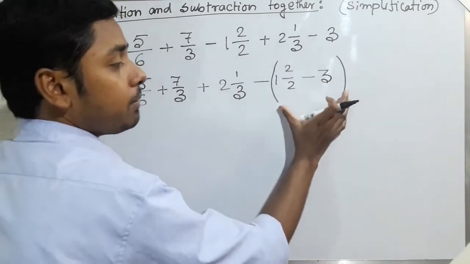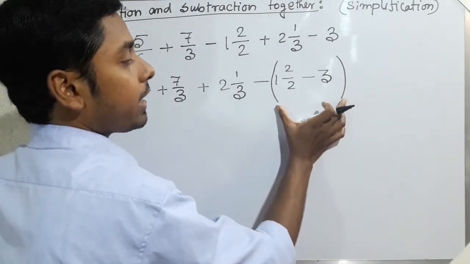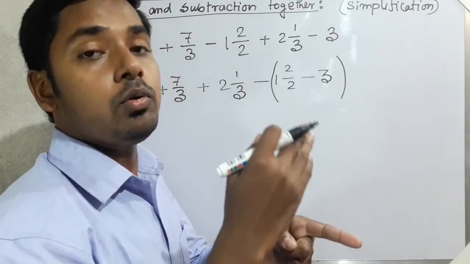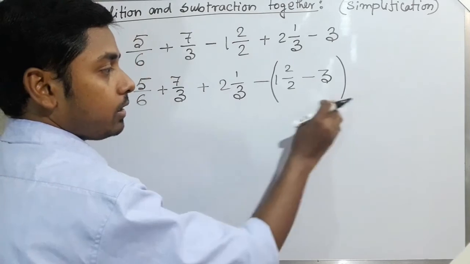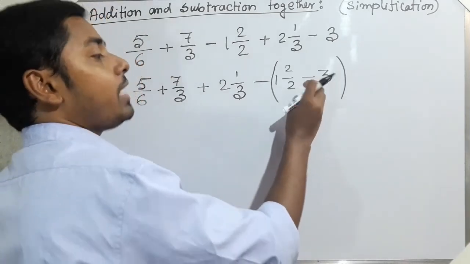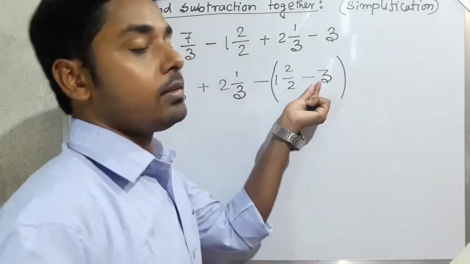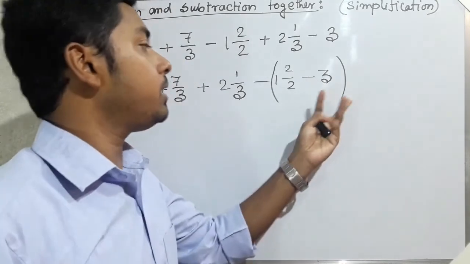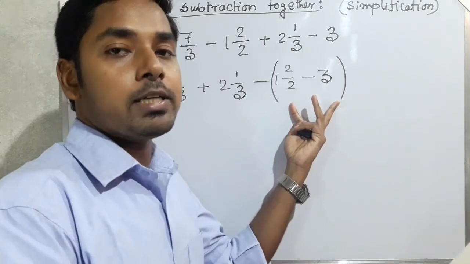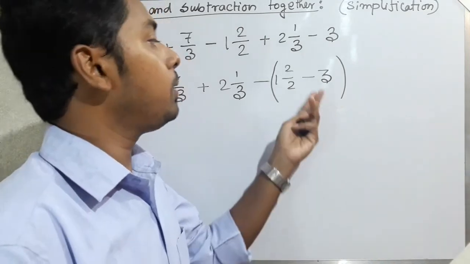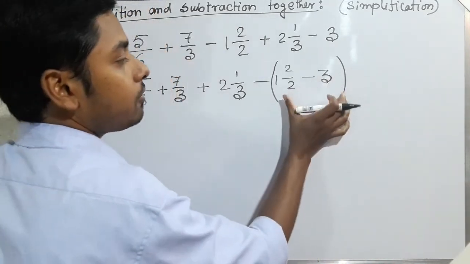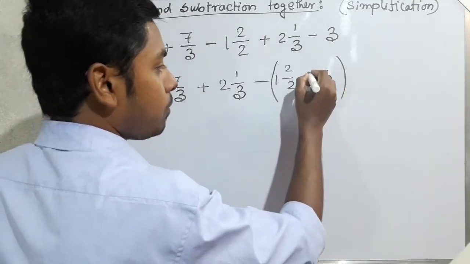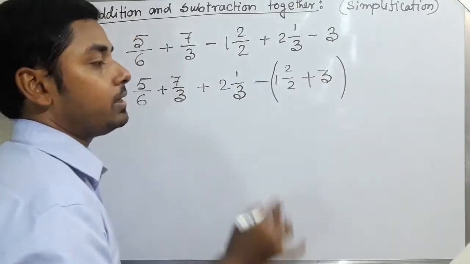Now within the bracket, all the minus signs you have to change into plus. That means the negative signs inside the bracket, all of those negative signs you have to change into plus. Within the bracket we have only one minus sign, so that one minus sign you have to change into plus, and this is the rule.